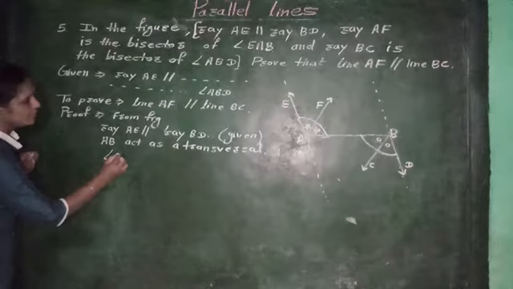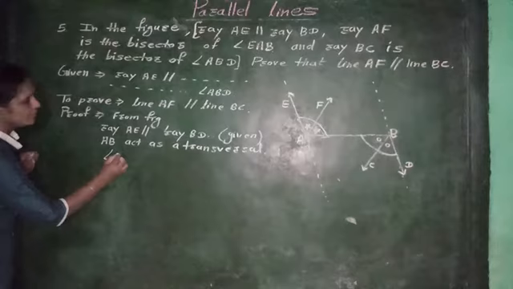In the figure, ray AE is parallel to BD. Ray AF is the bisector of angle EAB. AF means this ray, this is the bisector. Bisector of which angle? EAB. So for our better understanding, we write some symbols here.